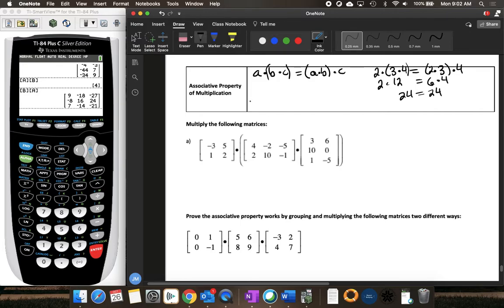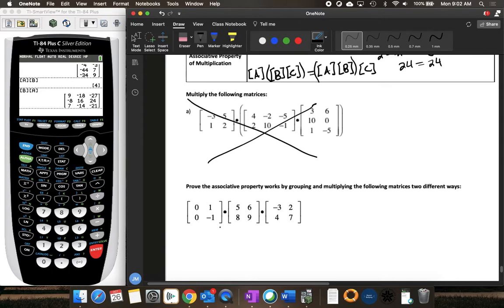So what we want to know now is, does it work for matrices? In other words, if I take matrix A multiplied by, in parentheses, matrix B multiplied by matrix C, is that the same as taking matrix A multiplied by matrix B in parentheses, and then multiplying by matrix C? Well, let's find out. And in fact, to do that, I'm going to have us skip over this example, and we're going to go down to trying to show whether the associative property works. So again, we'll have a question mark for now. Let's see if we can, in fact, get this to work.